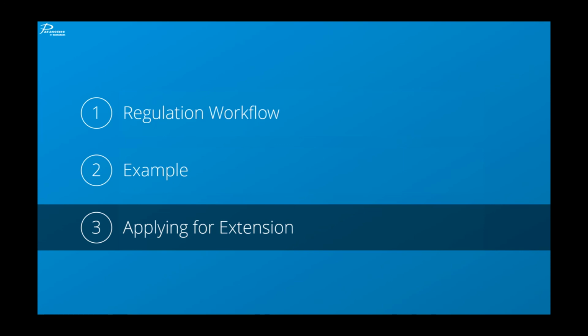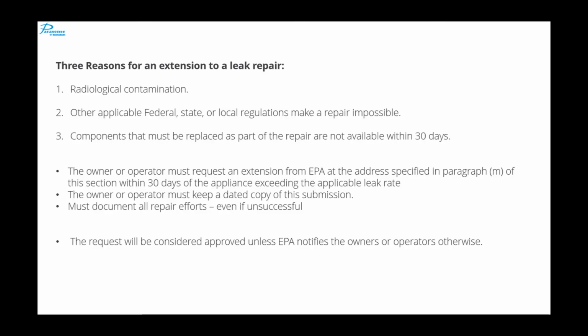Now the final chapter of this video is to explain extensions. There are 3 reasons an extension to the repair deadline can be granted. The first is radiological contamination. Second, other regulations make a repair impossible. Or thirdly, components that are needed to carry out the repair are not available.